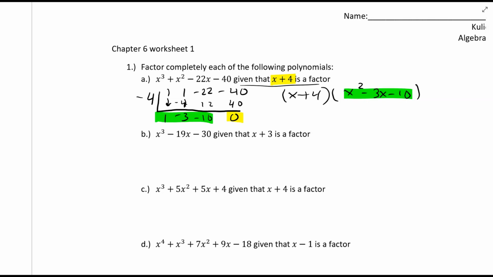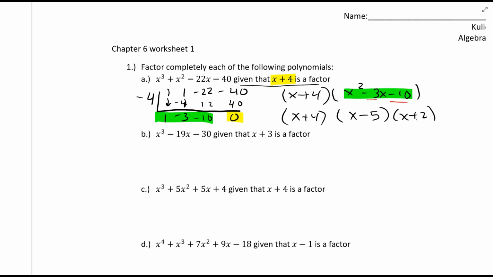Now there might still be some more factoring I can do here. If I look at x plus 4, I can't factor that because it's degree 1. But the x squared minus 3x minus 10, I might be able to factor some more. If I go back to my factoring tree, this is in quadratic form, and its leading coefficient is 1. So if it's factorable, I should be able to use the short factoring on it and find two things that multiply to give me negative 10, and then add to give me negative 3. Those two things would be negative 5 and positive 2. So my fully factored form is x plus 4 times x minus 5 times x plus 2.